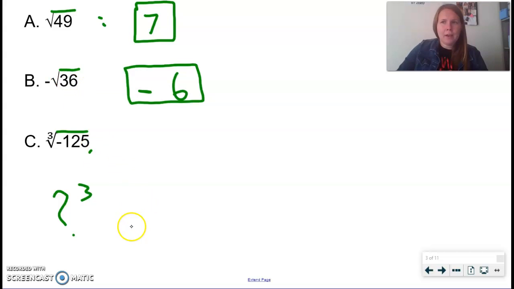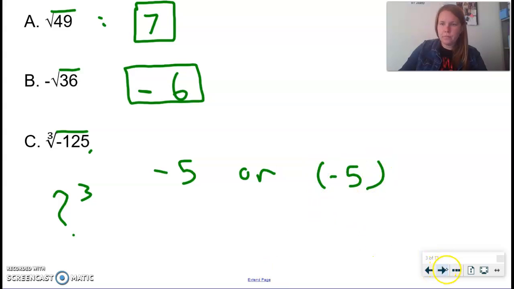Well, I know that 5 times 5 times 5 is 5 to the power of 3. So I would say that my answer is negative 5, or you could write it as negative 5 in parentheses. All right. So negative 5 to the third gives you negative 125, and that's how I could find the cube root of negative 125.